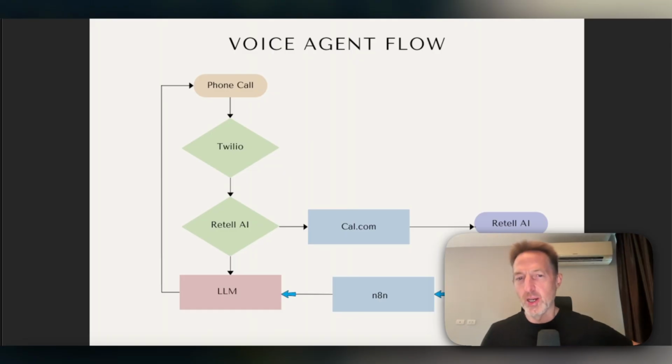All right. So again, phone call to Twilio, to Retell AI, to cal.com, back to Retell AI, and via the cal booking function in Retell AI, we send static and dynamic data to n8n.